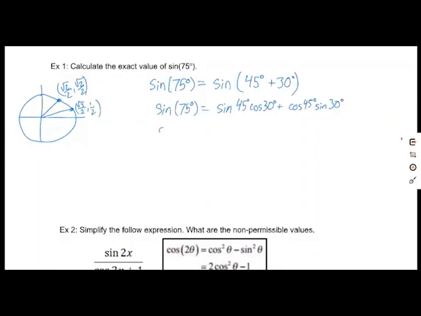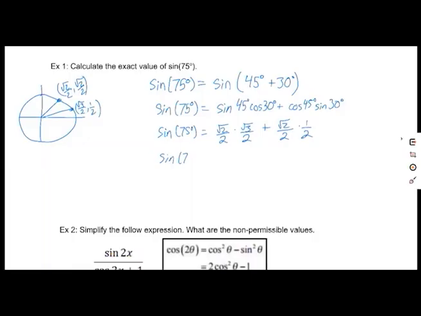Now I can evaluate using the unit circle because I've written the right-hand side in terms of values I know. Sine of 45 is root 2 over 2. Cosine of 30 is root 3 over 2. Cos of 45 is root 2 over 2. Sine of 30 is 1/2.